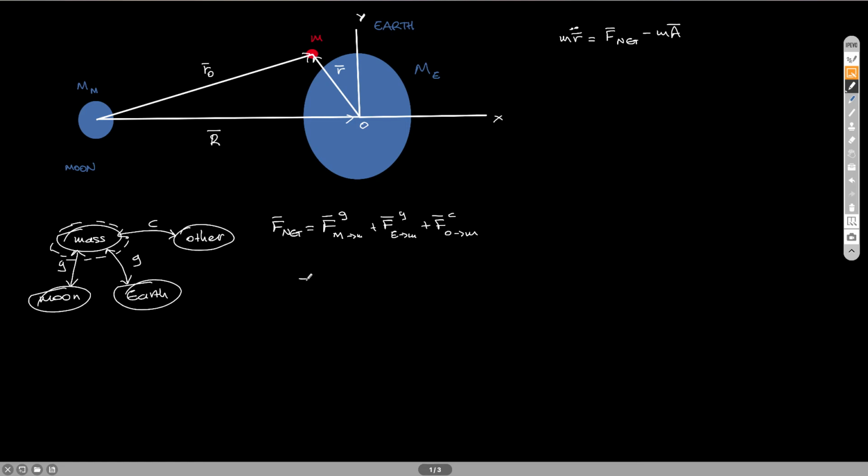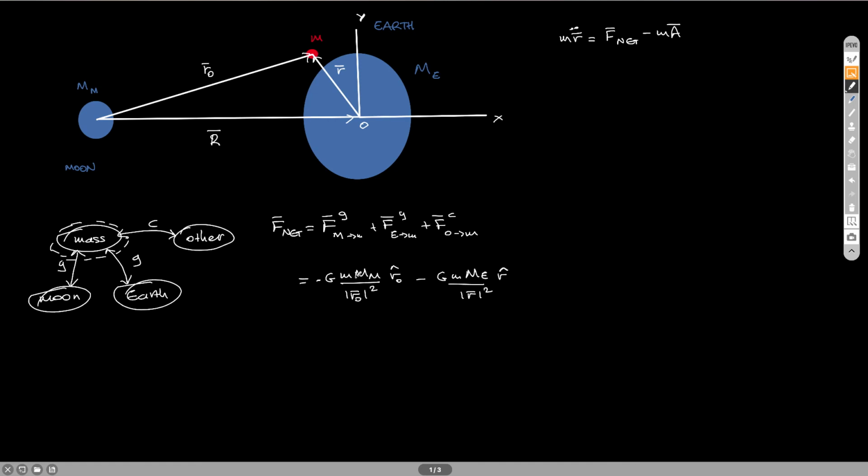Now I can write minus G lowercase m M sub E, the magnitude of r squared times r hat. Hold on, I started working on the one from the earth instead of the one from the moon. So this is going to be minus G lowercase m, the mass of the moon, over the distance r naught squared, times r naught hat, the unit vector. And then I have the one from the earth, minus G lowercase m, the mass of the earth, over the magnitude of r squared, times r hat.